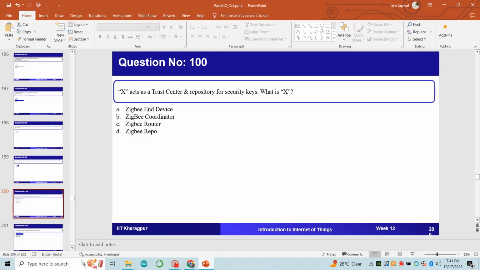Next question is, X acts as trust center and repository for security keys. What is X? Options are Zigbee end devices, Zigbee coordinator, Zigbee router, Zigbee repo.